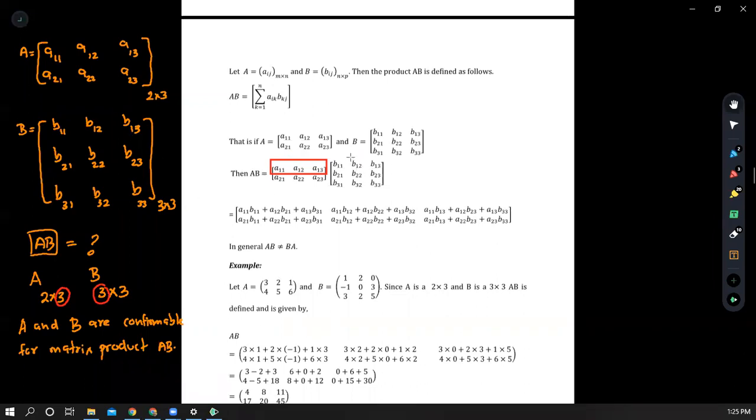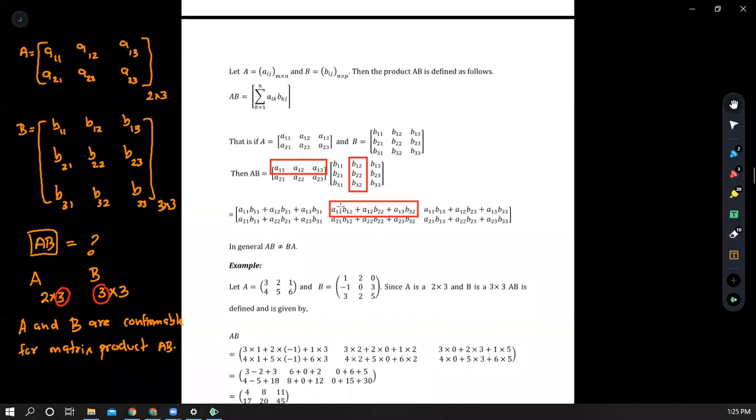Since I have not finished all the columns, I'm still in the first row, and only changing the column. Then I am multiplying the first row with the second column. Therefore, I will get the element at the first row, second column. Therefore, we can easily get the element at this location.